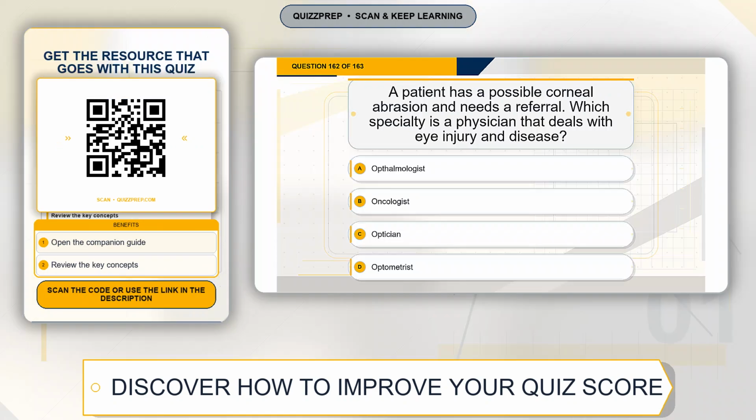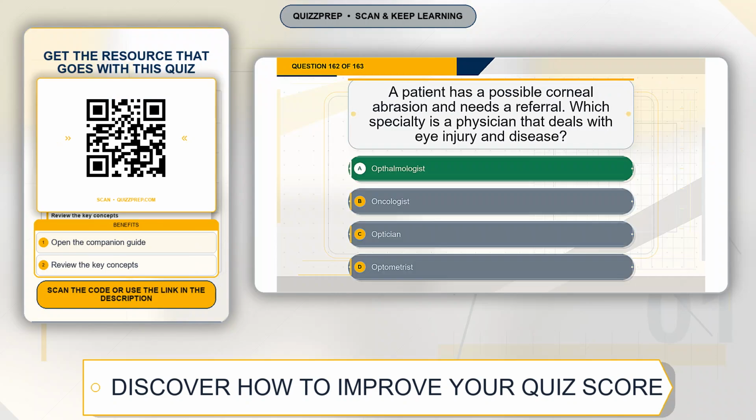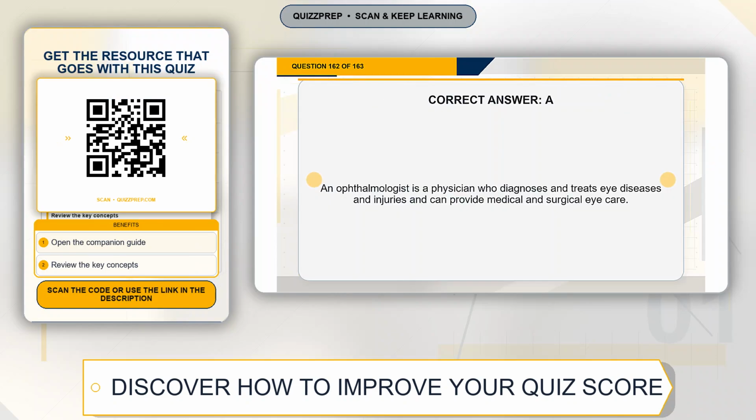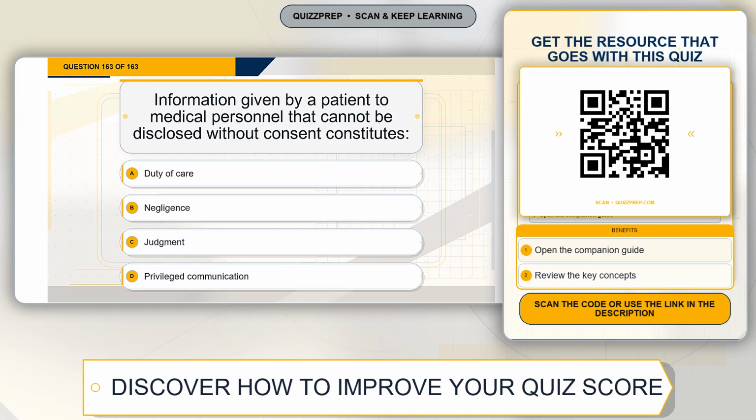Question 162. A patient has a possible corneal abrasion and needs a referral. Which specialty is a physician that deals with eye injury and disease? Option A, ophthalmologist. Option B, oncologist. Option C, optician. Option D, optometrist. The correct answer is option A, ophthalmologist. Explanation. An ophthalmologist is a physician who diagnoses and treats eye diseases and injuries and can provide medical and surgical eye care.